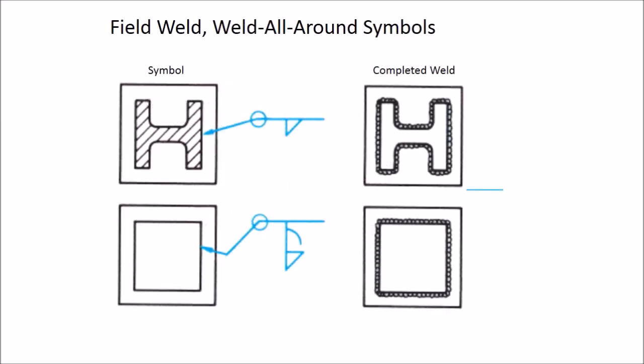Field weld and weld all around symbols. Welds extending continuously around the joint are indicated by placing the weld all around symbol at the break of the reference arrow line. Welds not made in the shop are identified as field welds and are indicated by placing the field weld symbol at the break in the reference arrow line. Note that the flag of the field weld symbol may point in either direction with respect to the arrow of the welding symbol. A field weld symbol and a weld all around symbol may be used together.